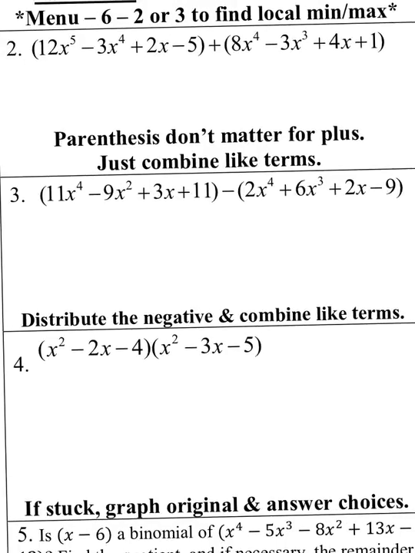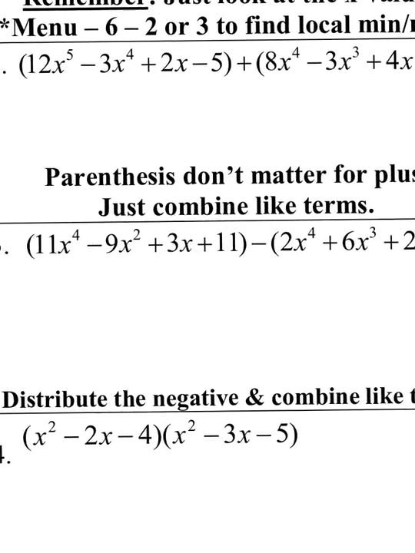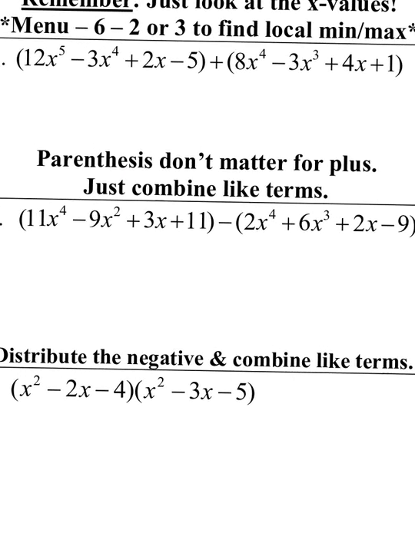Number 2, you're just adding this. So if there's parentheses, it doesn't matter. Parentheses don't matter for plus. Just combine like terms. And then when in doubt, graph it out. You could totally graph this, and then you could graph your answer choices as well. But for something that's just adding, it's not going to be too difficult to do by hand.